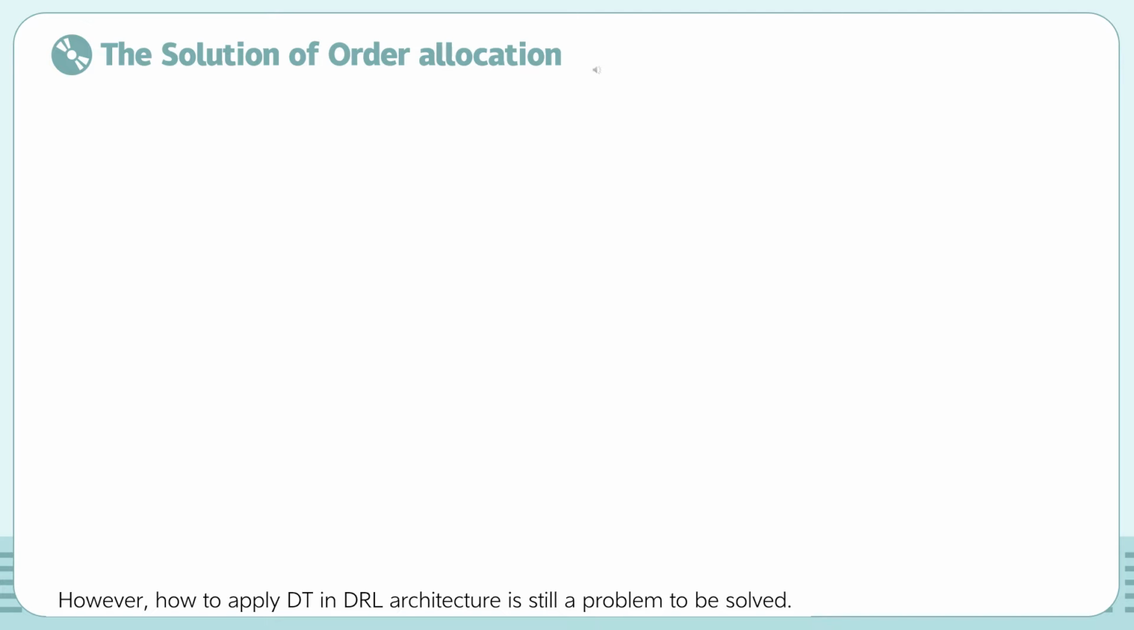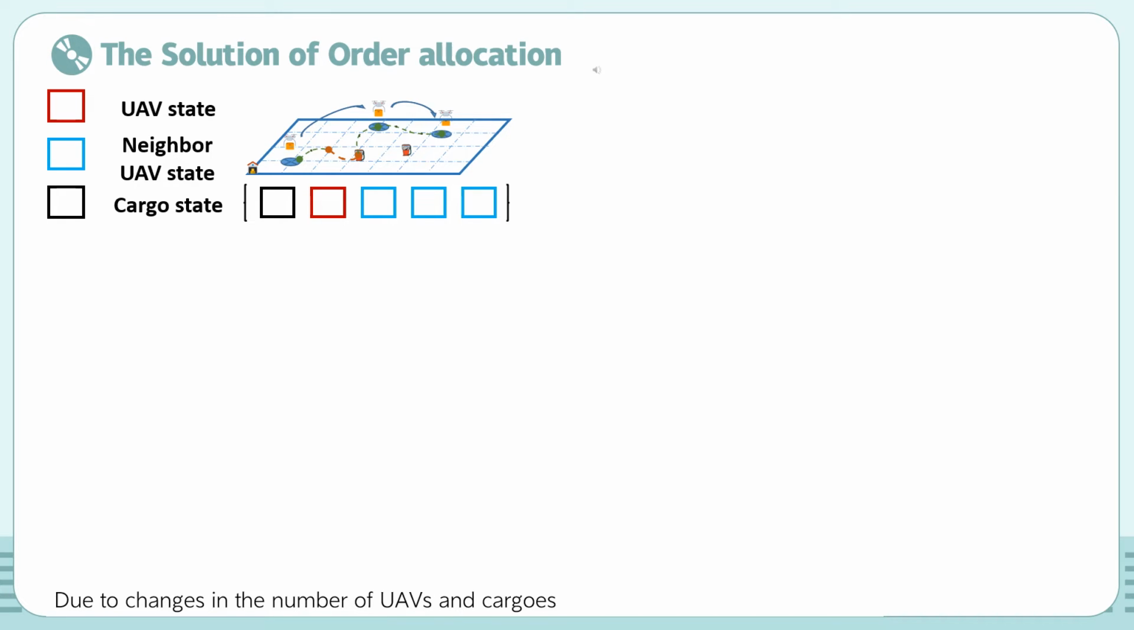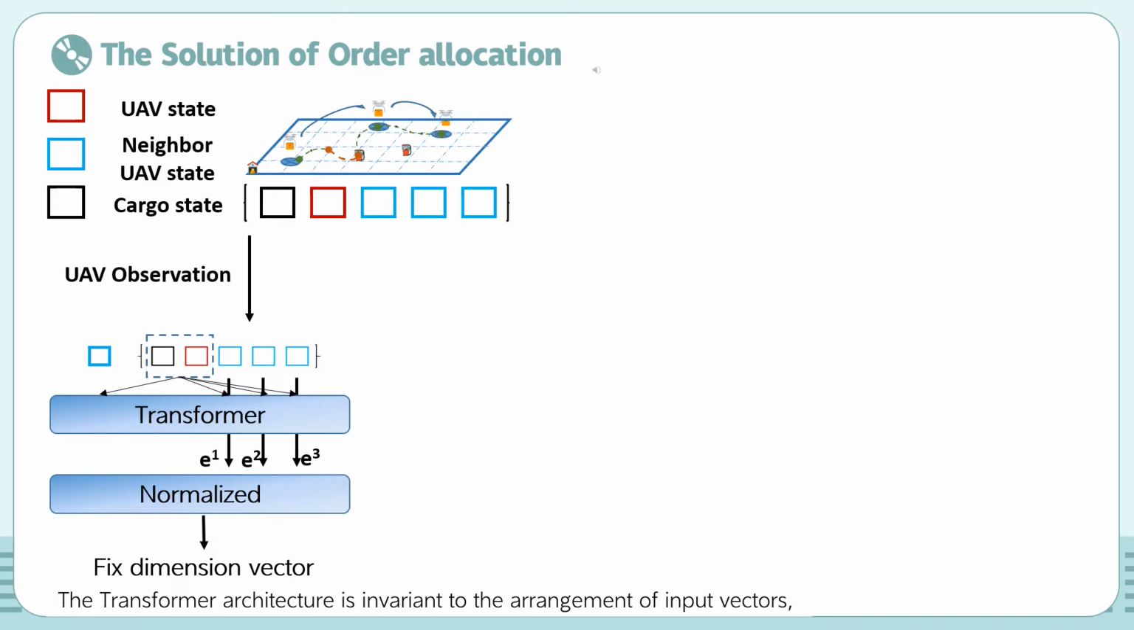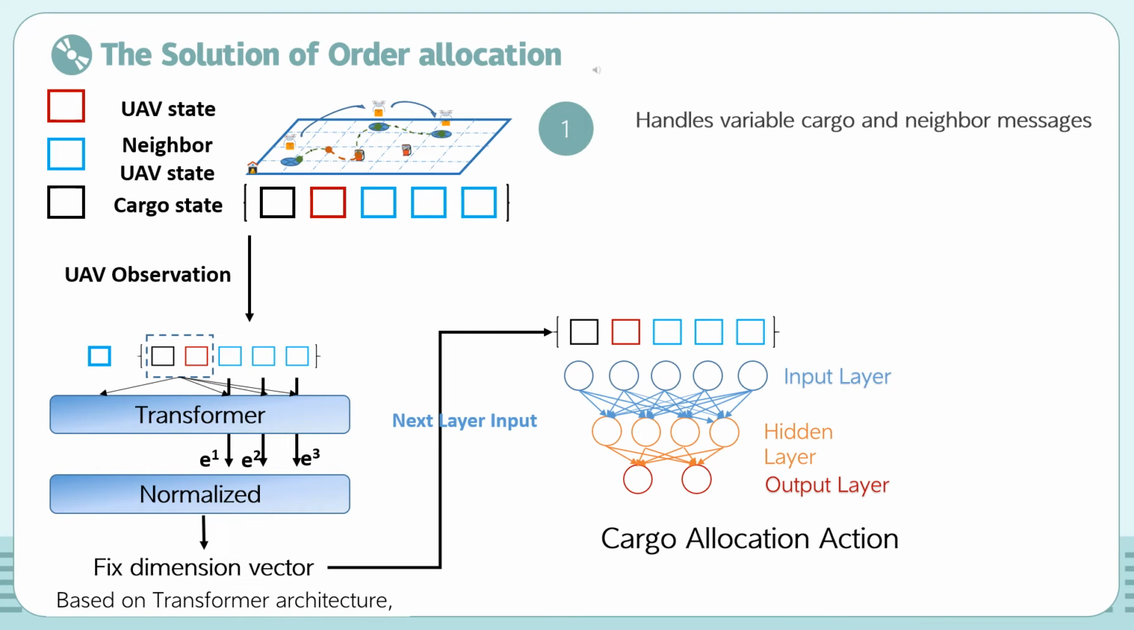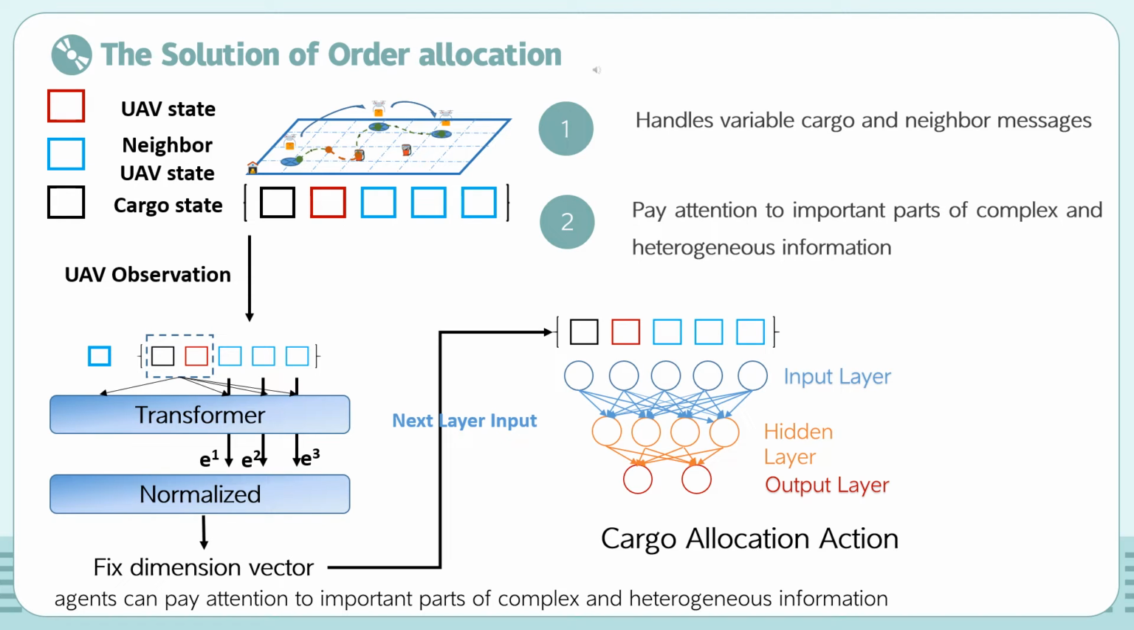However, how to apply DT and DRL architecture is still a problem to be solved. In the scenario of UAV logistics transportation, we consider the following two questions: the real-time order allocation and long-time sequence path planning. Due to changes in the number of UAVs and cargoes, it is impossible to retain all possible input neighbors and cargoes. The transformer architecture is invariant to the arrangement of input vectors, enabling the UAV to process variable messages during flight. Based on transformer architecture, agents can pay attention to important parts of complex and heterogeneous information.